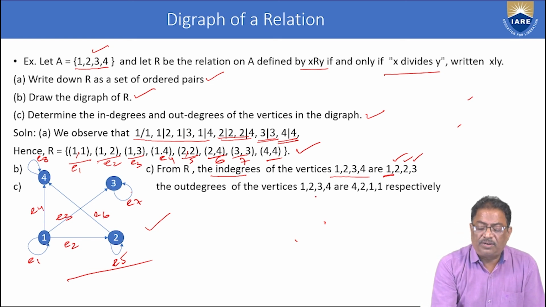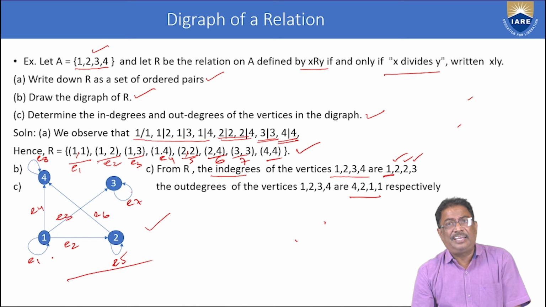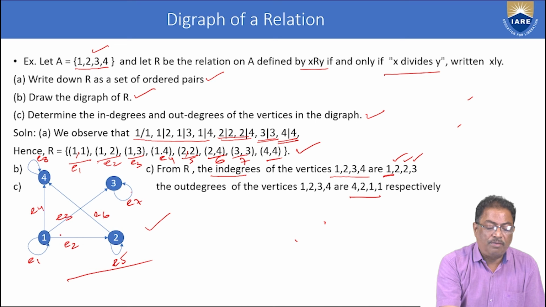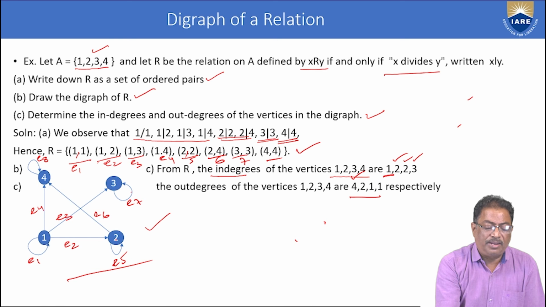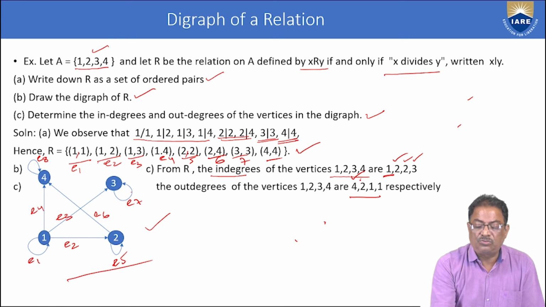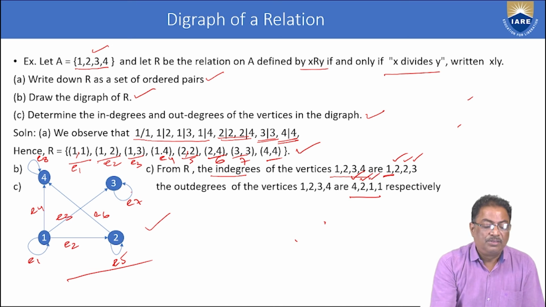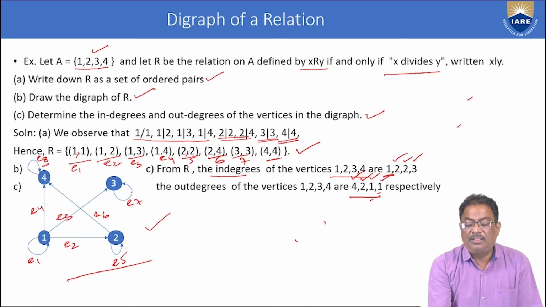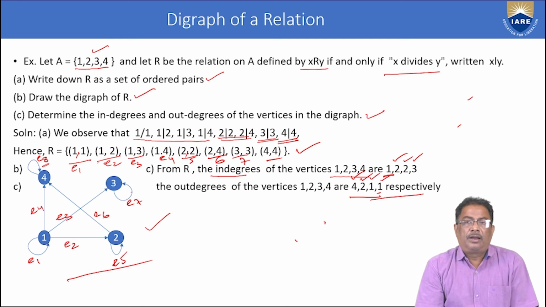Now out degrees of the vertices. How many edges are leaving from that vertex? A self loop we are going to consider in the in degree as well as the out degree. So for the first vertex, all are moving out, so it is 4. The second out degree is 2. The third out degree is only this one, so it is 1. The fourth out degree is only this, so it is 1. In this way we can calculate the in degree and out degree of a directed graph.